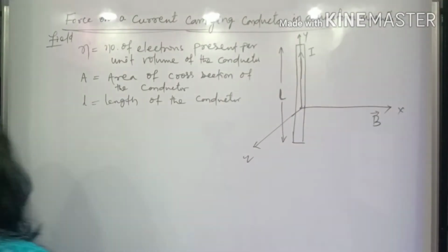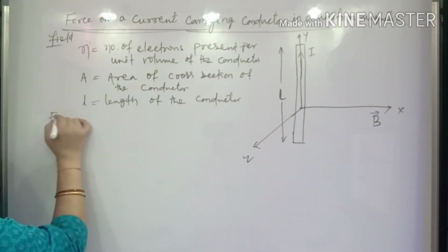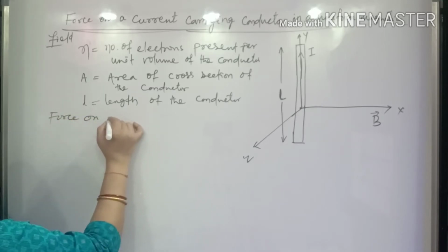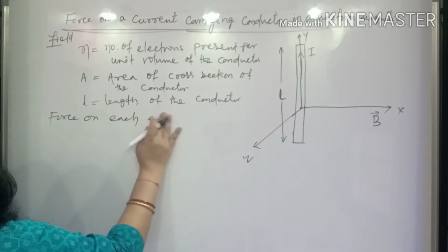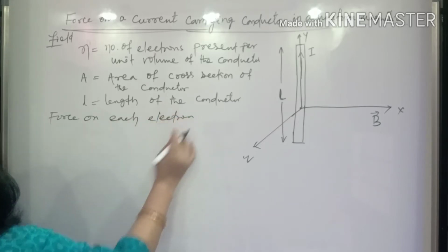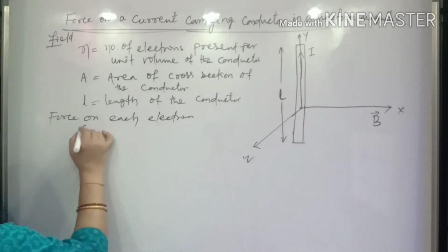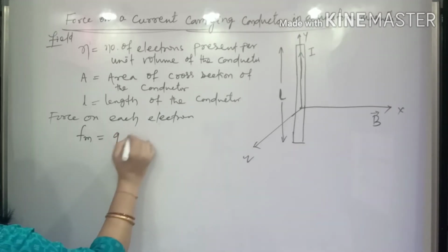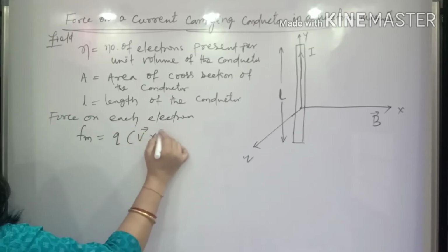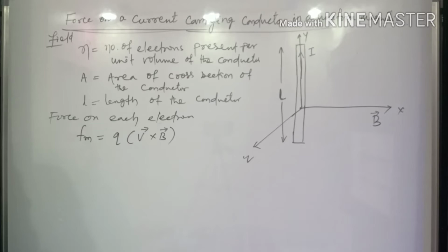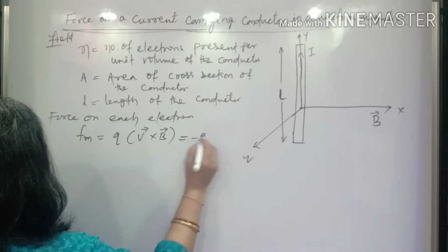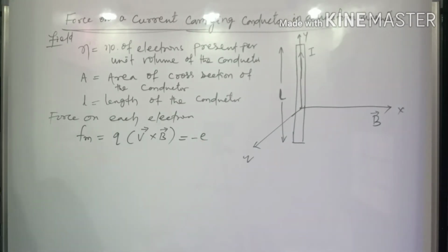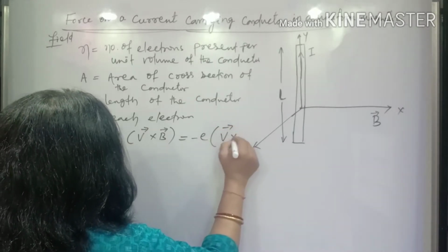Now first let's calculate the force on each electron. Let that be taken as small f. This is the magnetic force, so that's Fm. What will be the value? The formula is Q V cross B. This is the force experienced by the charged particle, and since here we are considering the electron, and the electron charge is negative and expressed as e, this is minus e V cross B.